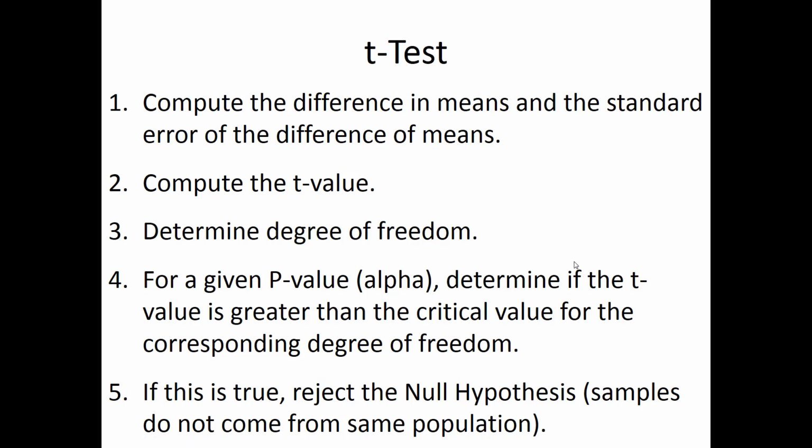If this is true, then we reject the null hypothesis, because the probability of sampling 2 groups from one population to achieve such a t-value was less than 5%. Next, I'd like to illustrate the t-test using R. For this example, please refer to box 4.1 in the text on page 59.